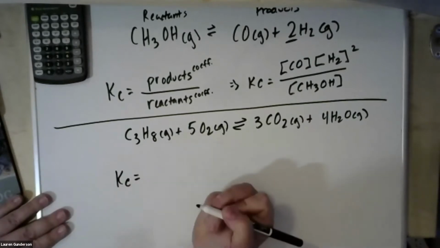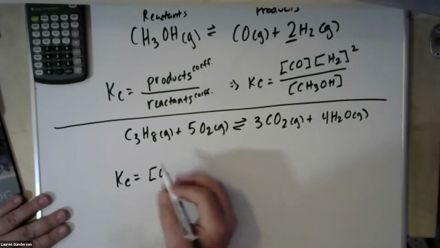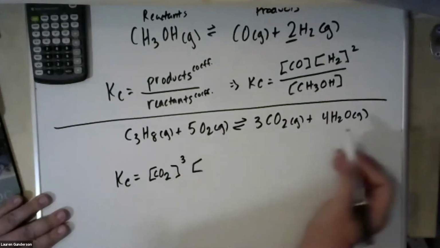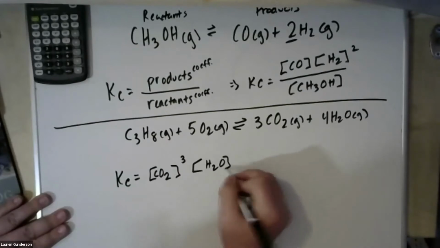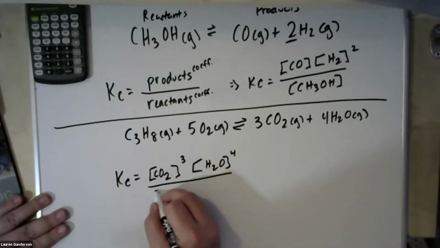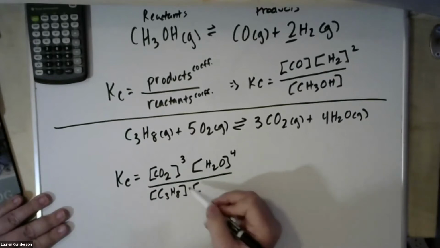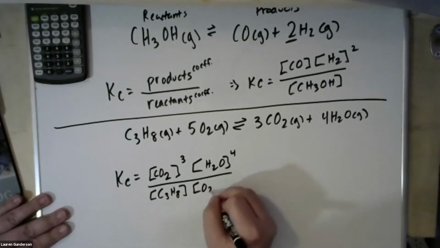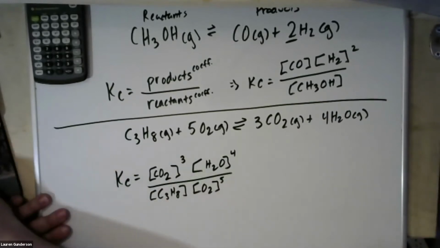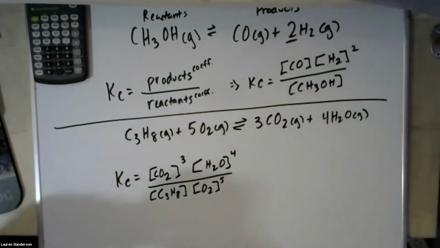So to write the KC for this, we'll do the products first. Okay, so CO2 raised to the third times H2O raised to the fourth over C3H8. And we don't have to raise that to anything. It's like raised to the 1. And then O2 raised to the 5th.